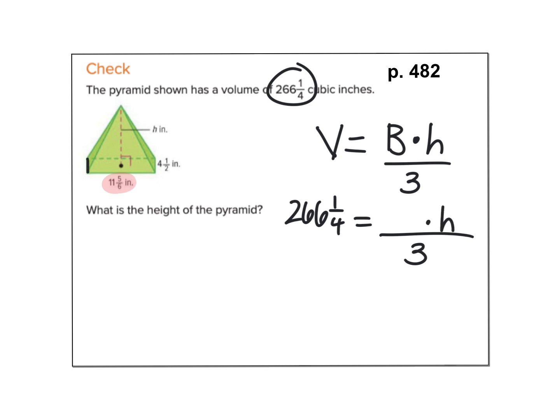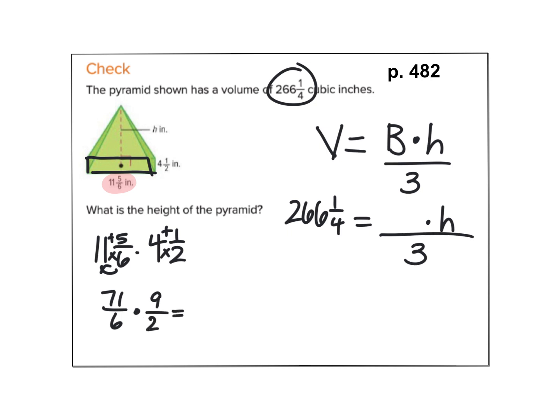Okay, so let's trace the base. Okay, here's my base. Looks like a rectangle. So I'm going to do base times height. I'm going to do 11 5/6 times 4 1/2. Okay, before I do that, again, find a little space off to the side. Let's change this to an improper fraction. So I'm going to do 6 times 11 is 66, plus 5 is 71/6. And then times, if I do 4 times 2 plus 1, I get 9/2.